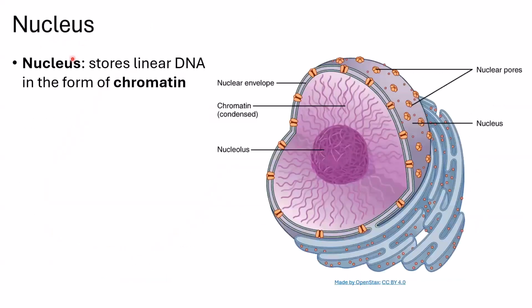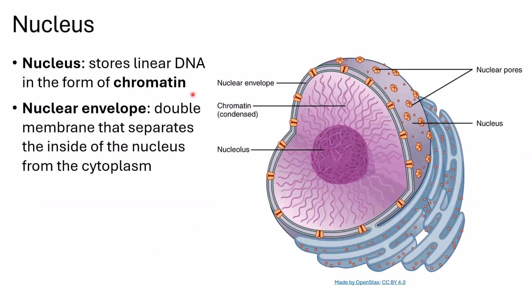The nucleus houses DNA, which contains all the genetic information of the cell. The DNA is represented by all these wavy purple strands. Unlike prokaryotes, which have a single strand of circular DNA, eukaryotes generally have multiple strands of linear DNA. When DNA is condensed, it forms a structure called chromatin. The nucleus is surrounded by the nuclear envelope, which is made of two plasma membranes that separate the inside of the nucleus from the rest of the cell.